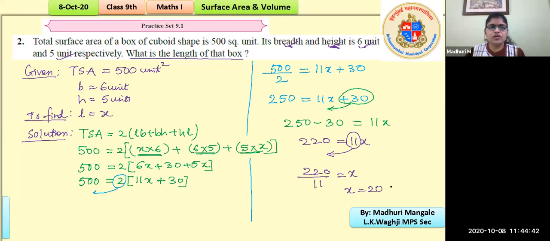So 20, and what is the unit? We are given the unit to be simply unit. So x equals 20 unit, or we can say the length is equal to 20 unit. That completes the solution to this problem. Quickly take a look at it. And then we begin with the next question.